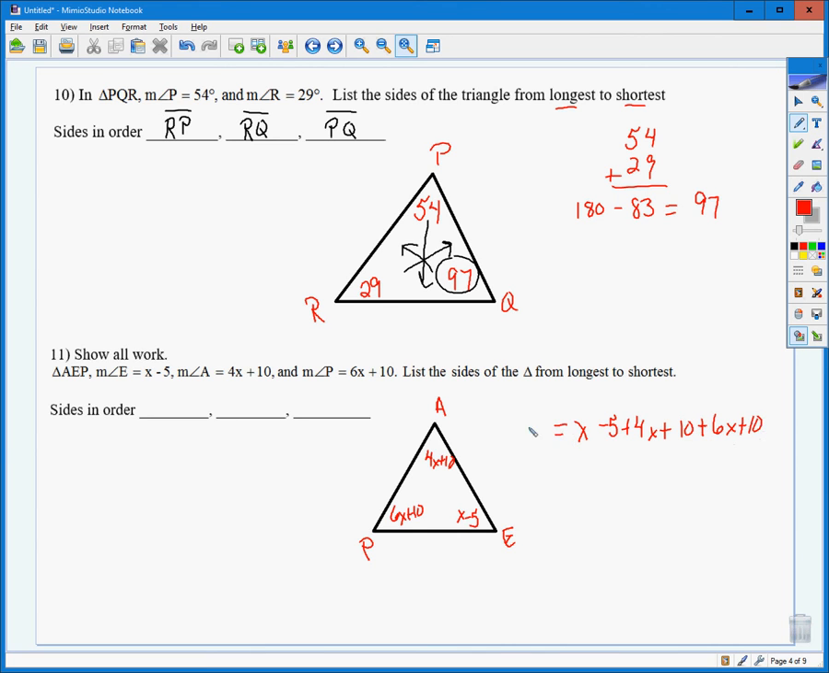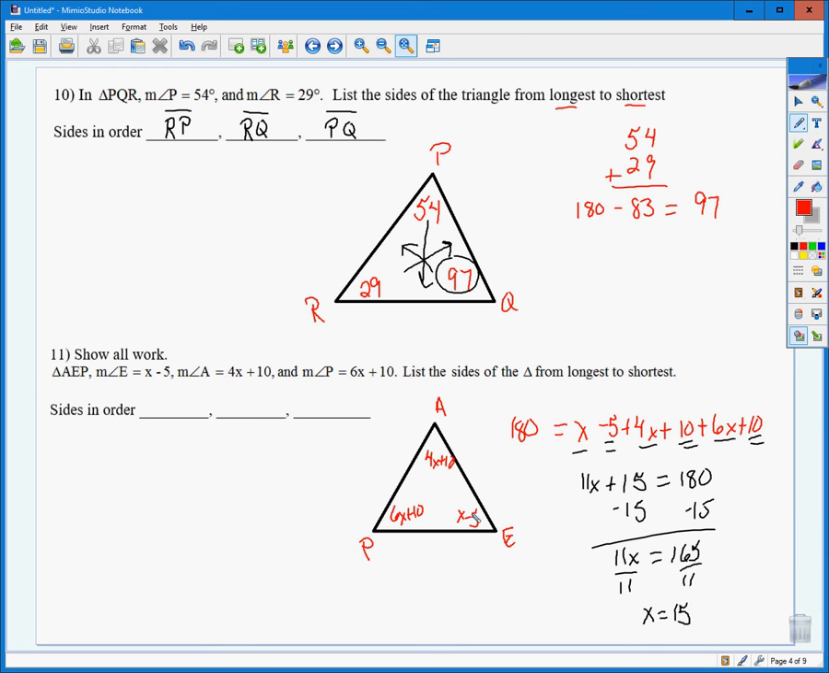And set them equal to 180 degrees. Combining like terms, 6x and 4x is 10x, and one more x is 11x. 10 plus 10 is 20, minus 5 is 15. This is all equal to 180 degrees. If I subtract 15 from both sides, I have 11x is equal to 165. And if I divide by 11, I get x is equal to 15.